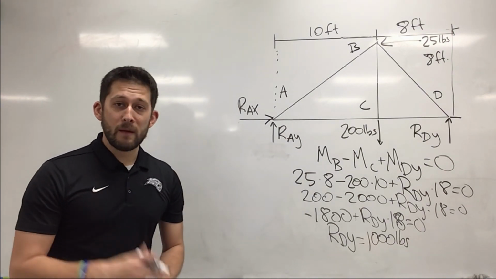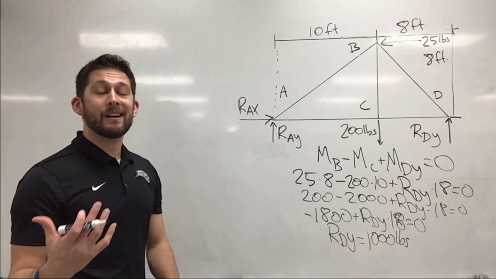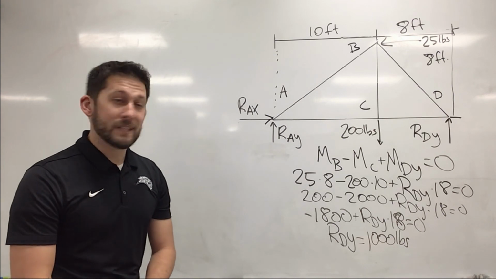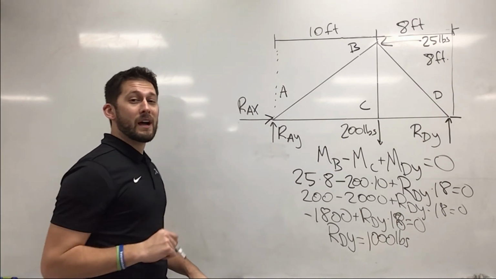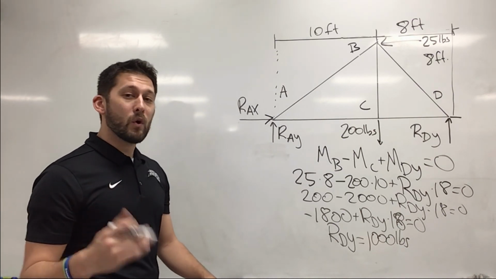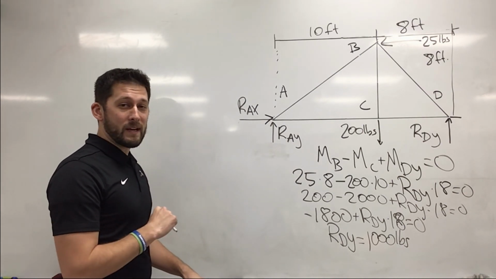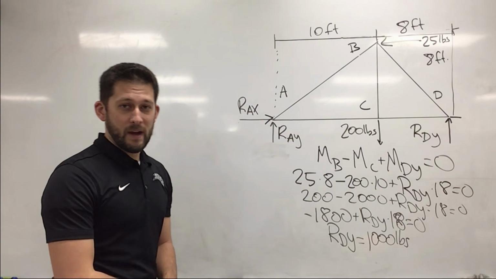So again, when thinking about moments, which is that cause of a rotation, think about your force times your perpendicular distance. In terms of a truss, because we're not given a fulcrum, you need to select a point, and I would always pick a point that eliminates the most reaction forces.